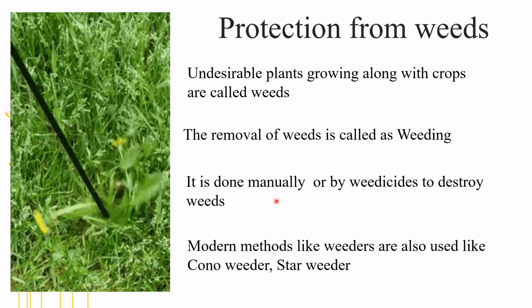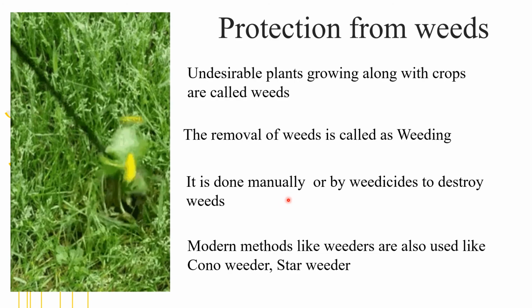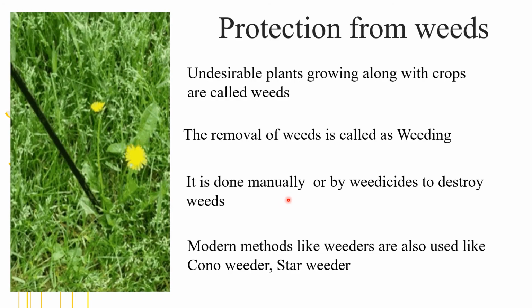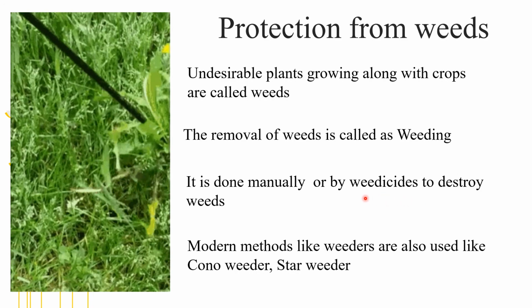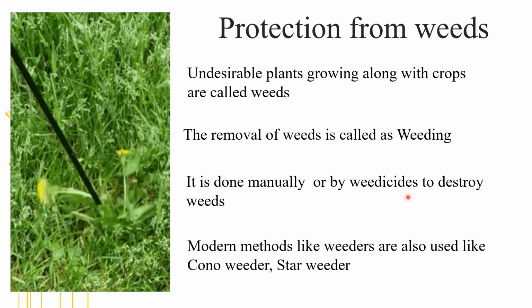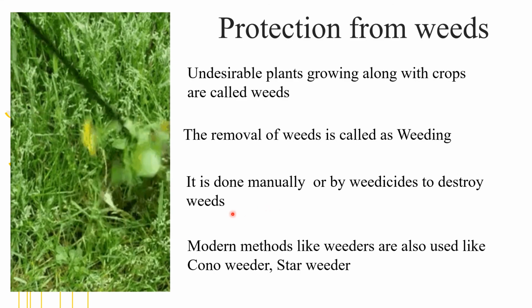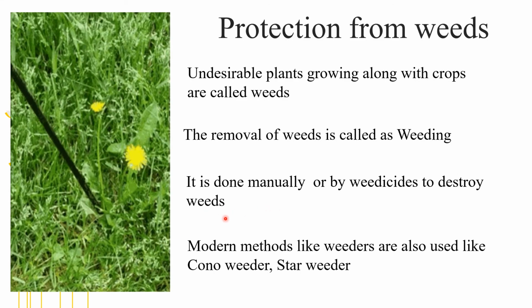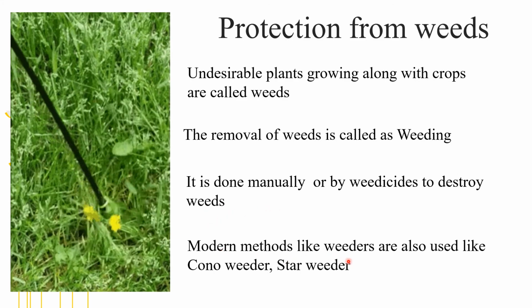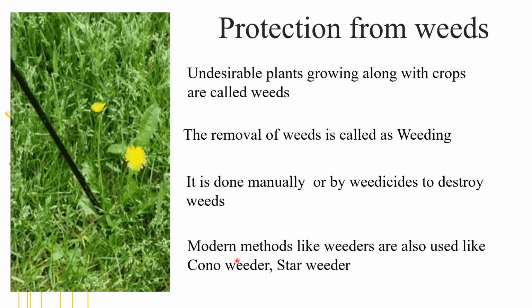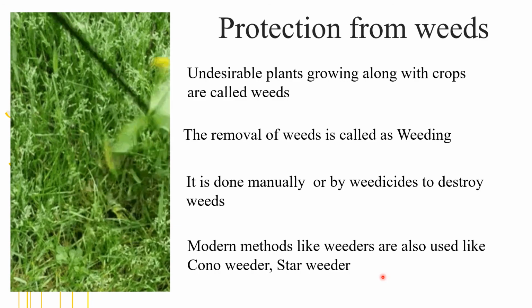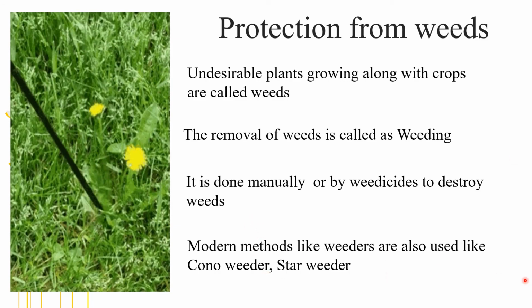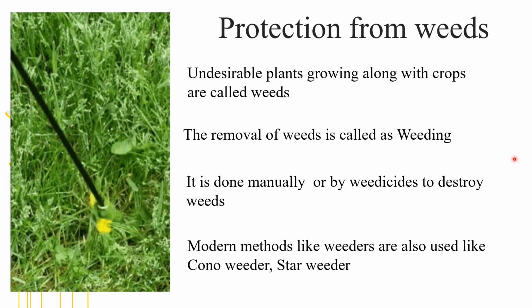That is, the farmer used to go with the hoe and remove the weeds manually, or it can be done by using a chemical called weedicides, which can be sprayed in the field so that the weeds will be killed. Modern methods like weeders are also used, like cono weeders, star weeders, etc. to remove the weeds. Okay, why is it mandatory that we have to remove the weeds?